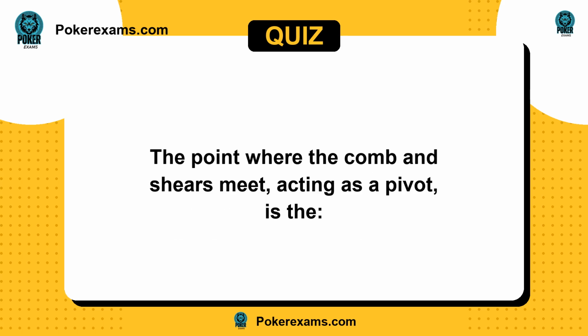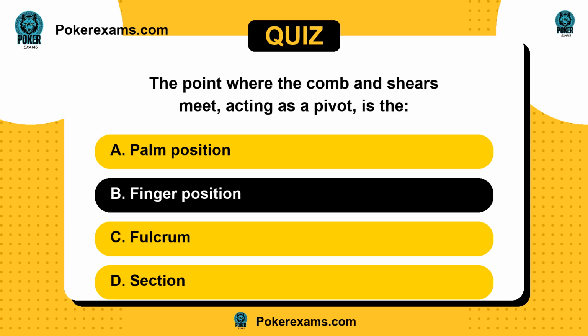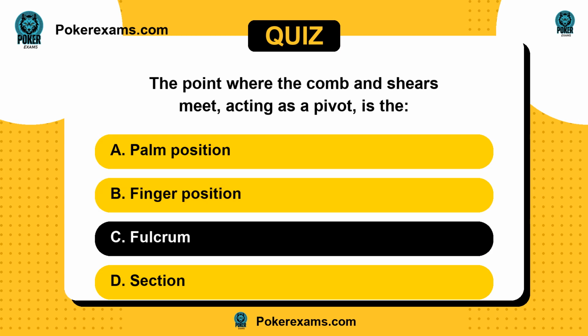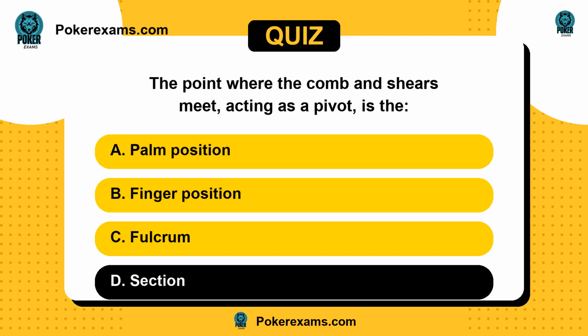Next question. The point where the comb and shears meet, acting as a pivot, is it A, palm position? Or B, finger position? C, fulcrum? Or D, section?